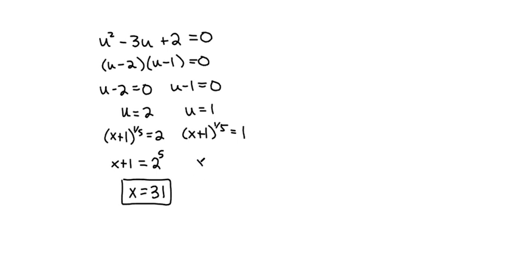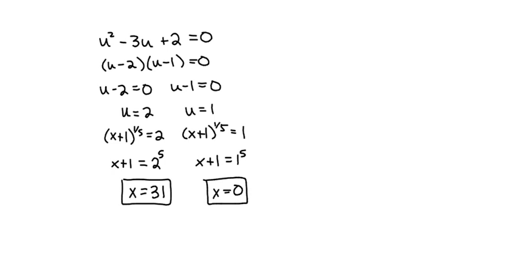And then same thing over here, raise both sides to the 5th, and 1 to the 5th is just 1. Subtract 1 from both sides and you get x equals 0. So we have two solutions, 31 and 0.